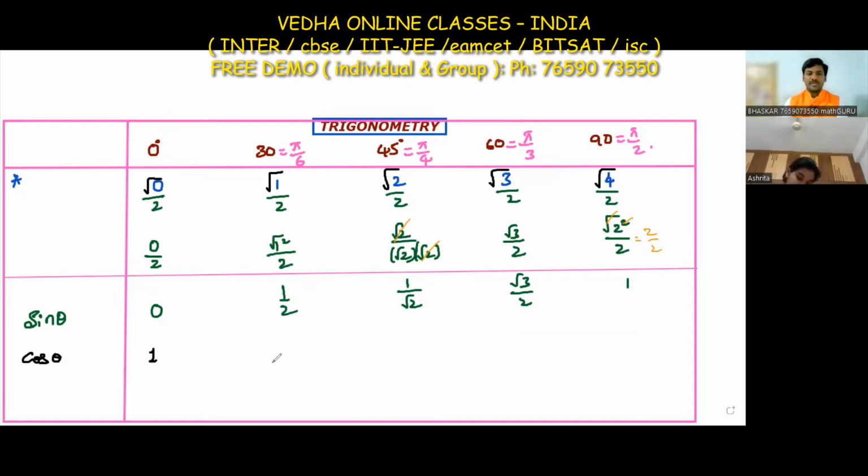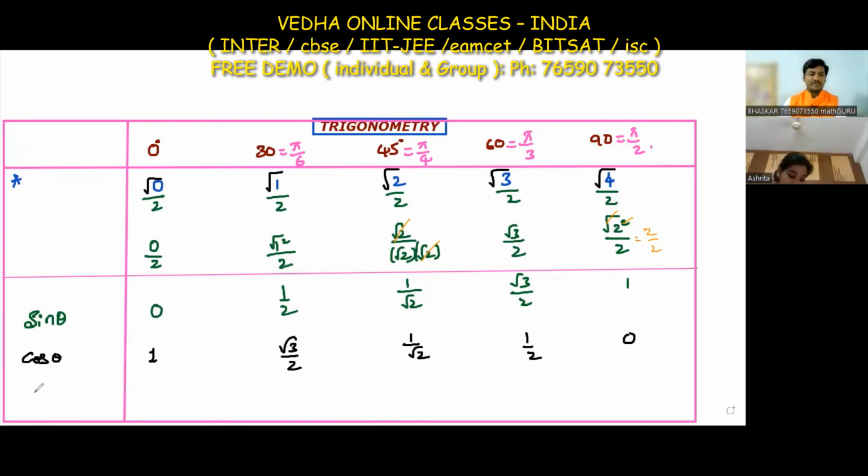So now what is cos 30 degrees? Cos 30 is root 3 by 2. Okay, good. And cos 45, 1 by root 2, and cos 60 is 1 by 2, and cos 90 is 0.